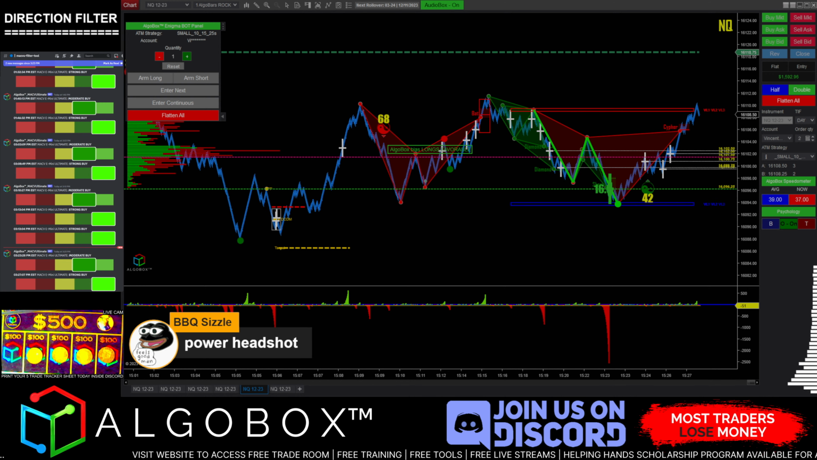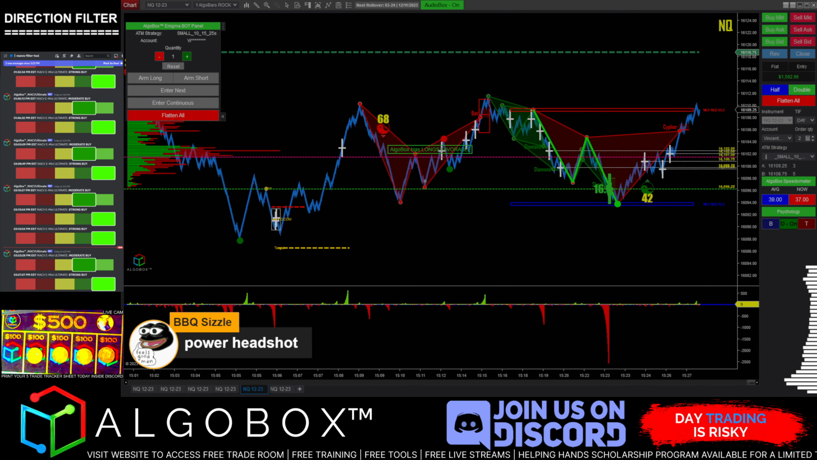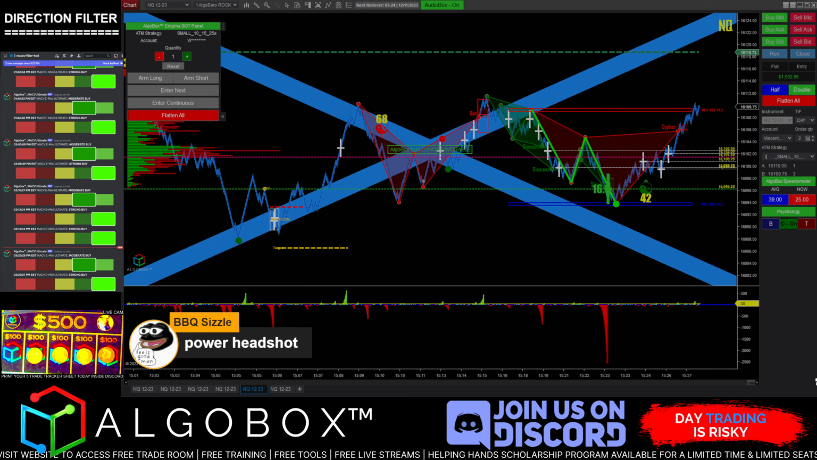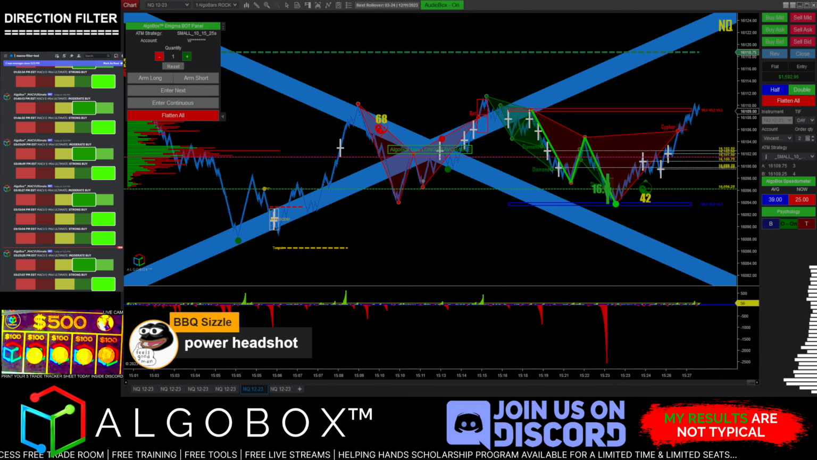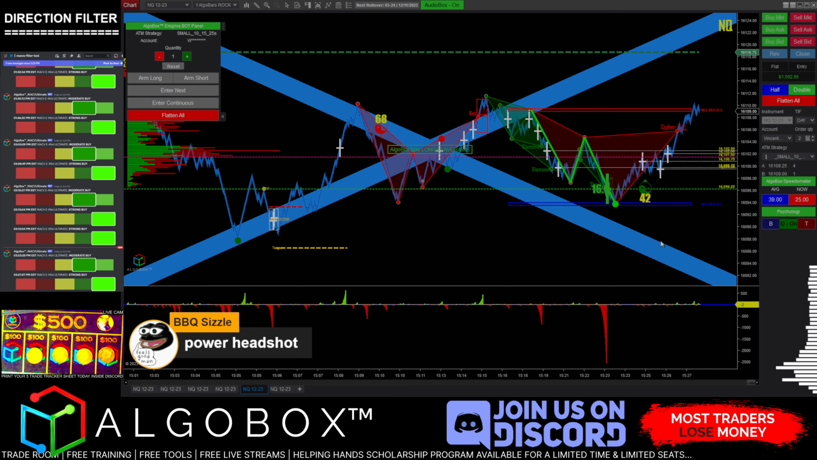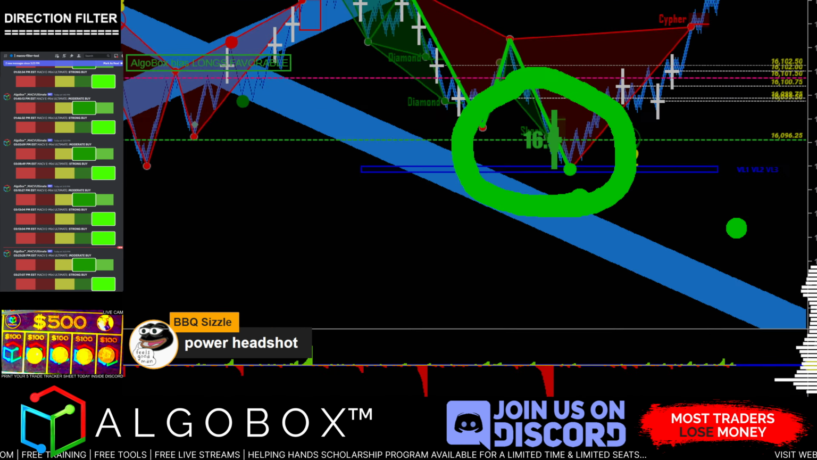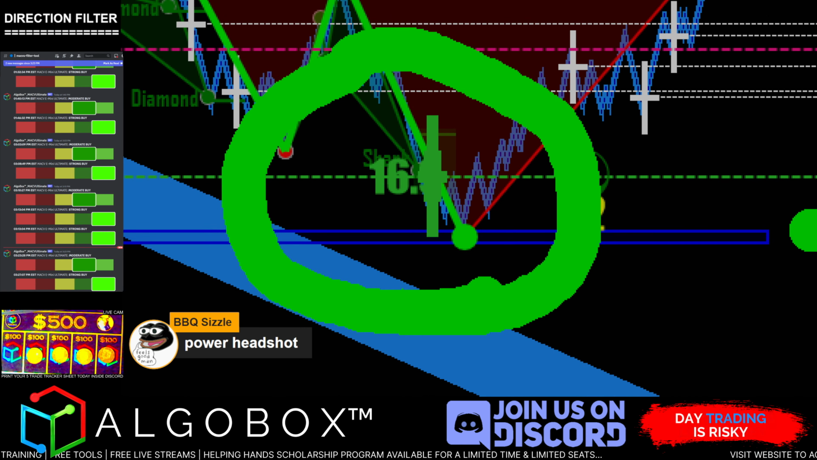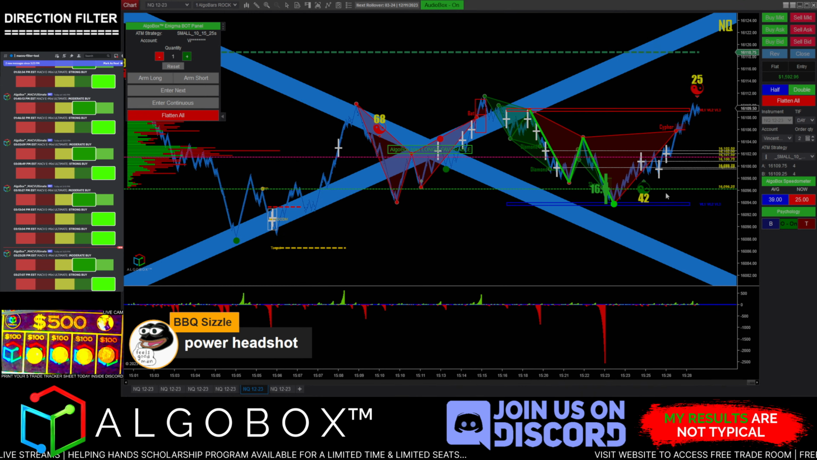And then for the bonus, BBQ Sizzle coming up with a power headshot. Now, there's even more in there. What else is in there? Power headshot. Yes, that was what I was looking for. But I just noticed as I zoomed in really close, there's something else even with that. What else we got there? A couple more things. This is the bonus question right here. This is the super bonus.